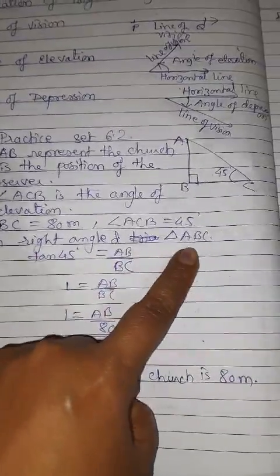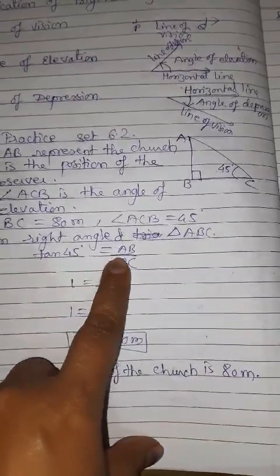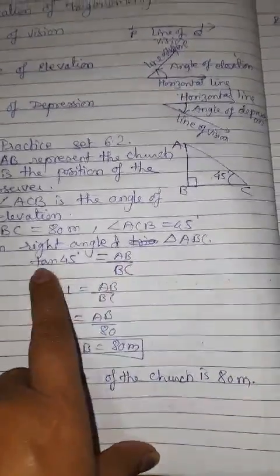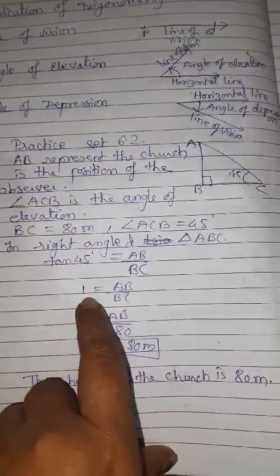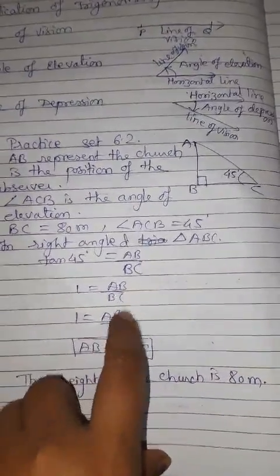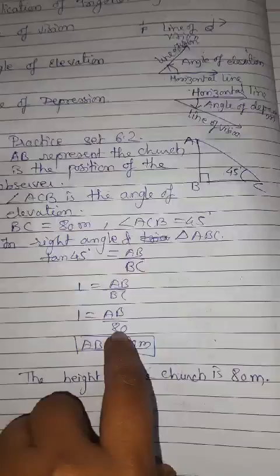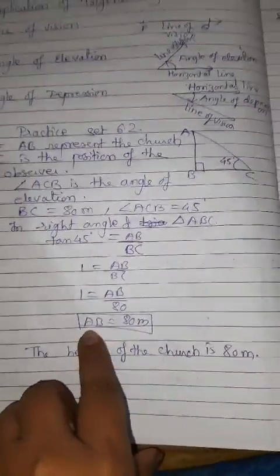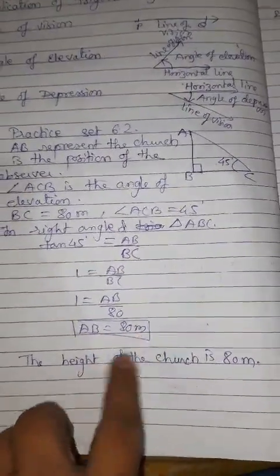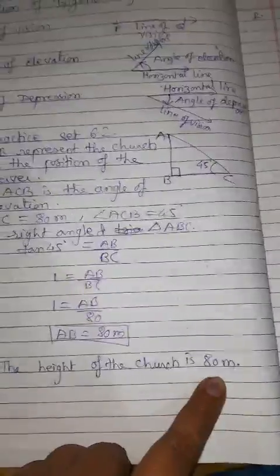In right angle triangle ABC, tan 45 is equal to AB upon BC. We know that the value of tan 45 degrees is 1. So AB upon BC, and BC is already given, 80 meters. Therefore AB equals 80 meters. The height of the church is 80 meters.